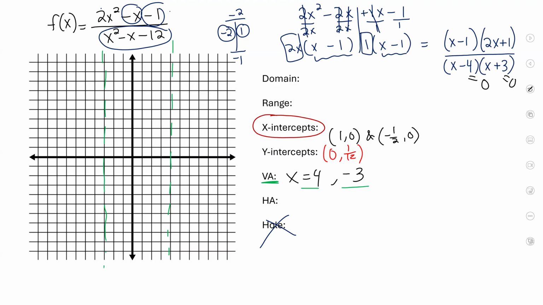All right, guys, horizontal asymptote. Is it big on top, bottom, or the same? Yep, they both have exponents of 2. So what do we use? Yep. The coefficients, 2 divided by 1 is 2. So my horizontal asymptote is here.